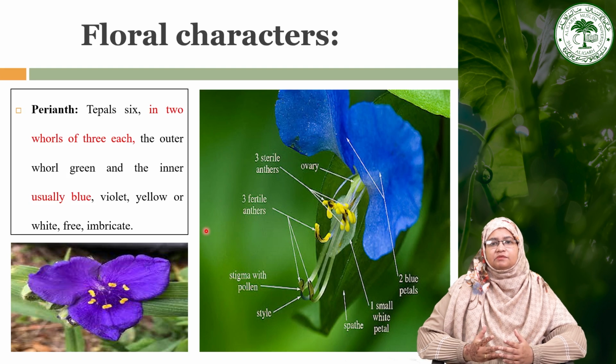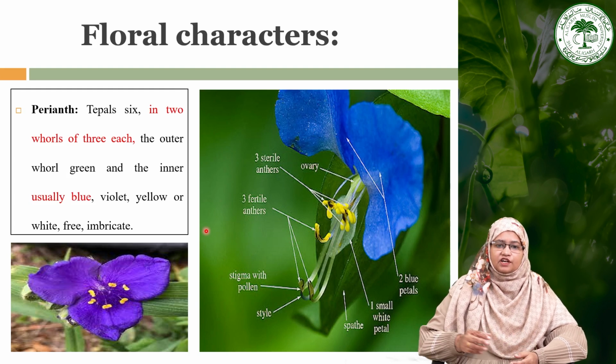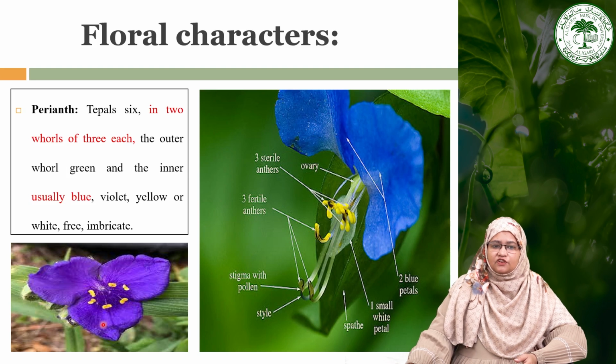Sometimes the inner flower becomes zygomorphic due to the unequal size of tepals, and may be regular in symmetry due to the equal size of tepals. As we can see here, this one shows the regular symmetry and this one shows the irregular, that is the zygomorphic symmetry. So, these are the 2 blue petals, this one is the reduced petal, this is the ovary, and these 3 are the sterile anthers and these 3 are the fertile ones.